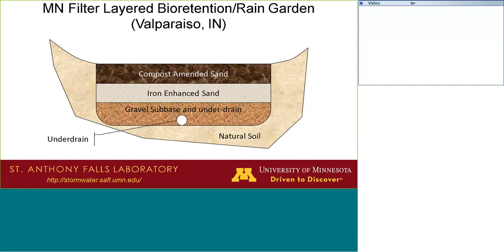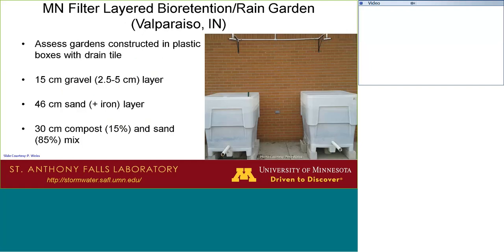This is another design that we've been considering. This is actually a layered system where you have a compost amended sand on the surface, an iron-enhanced sand layer, and then a gravel subbase with underdrain. In this case, water comes in and has to go through that compost layer first. We'll go through the iron-enhanced sand layer second, and then finally go through to the underdrains. Again, the advantage here is you get all the benefits of that biologically active compost layer. You get the phosphorus removal and additional filtration in the iron sand layer before it gets to that underdrain system.